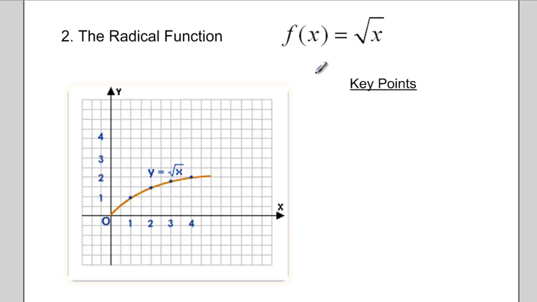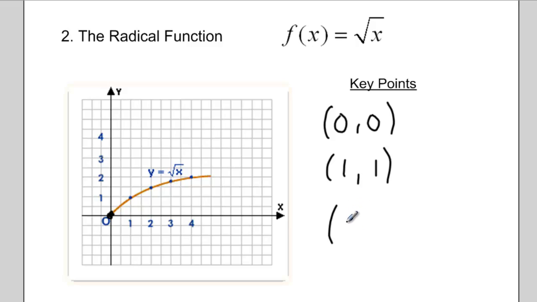So here we're going to have 3 key points only for the radical function. The first one's easy at (0, 0). Most of these parent functions have a key point at (0, 0). The next one's going to be at the point (1, 1). It makes sense that when we plug 1 in for x, our y value, or f(x), is going to equal 1. The square root of 1 is 1.